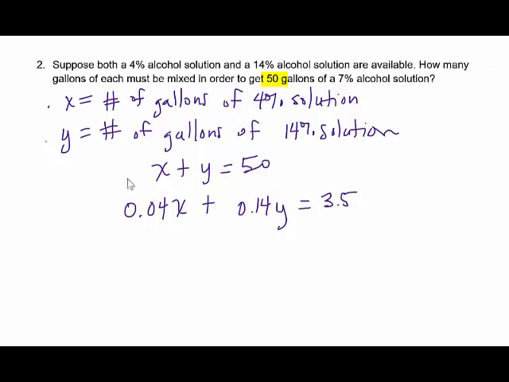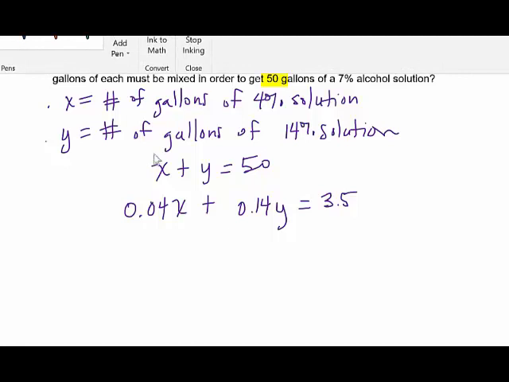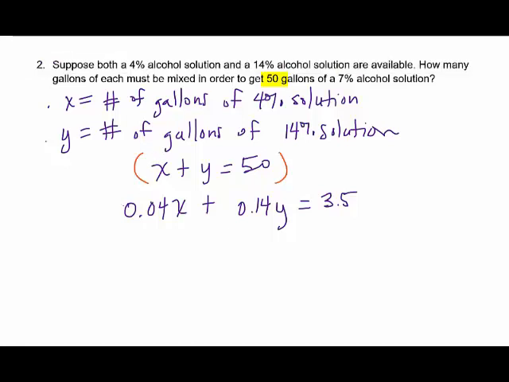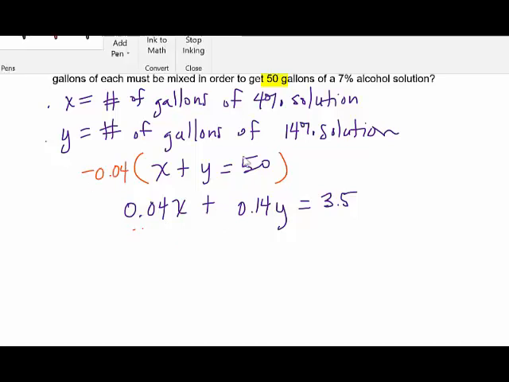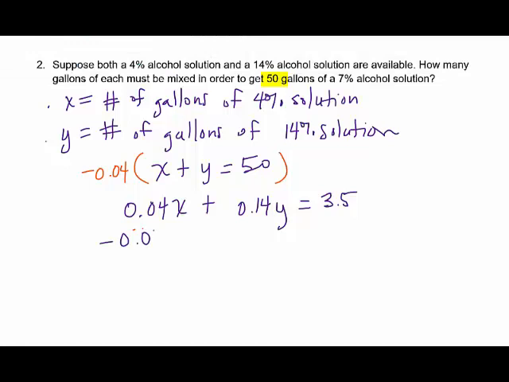Okay, so we have some options in solving. This one I'm going to solve using elimination. And to do that, I'm going to multiply the first equation by a number. It's going to be the opposite of one of the coefficients in the second equation. So I'm going to use the first coefficient, 0.04, and take the opposite of it, negative 0.04. And rewrite, and we get negative 0.04x minus 0.04y is equal to negative 0.04 times 50, or negative 2.